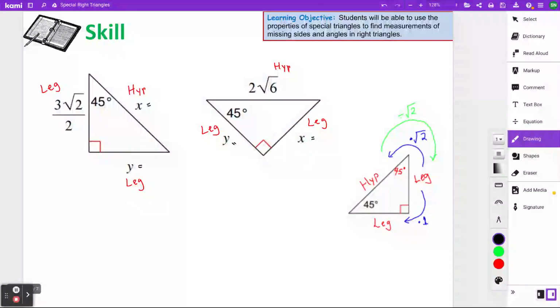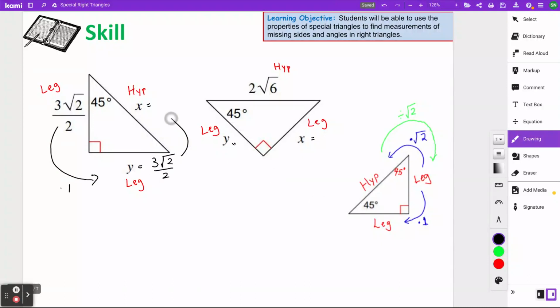Hello, this is part 2 of the 45-45-90 special right triangles, numerical examples with more difficult numbers. We'll start on the problem on the left. We are given one of the legs. To go to the other leg, we need to multiply times 1. Legs are equal. 3 square root of 2 divided by 2 times 1 is the same thing.